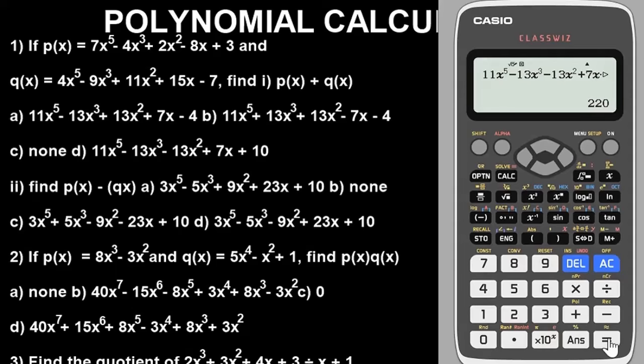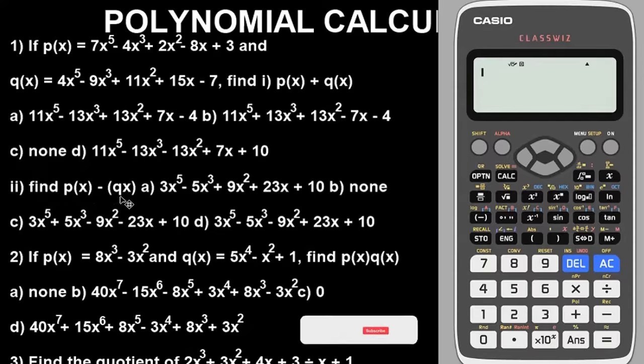So let's go back to question 1II. Very, very simple, guys. We have to subtract the polynomials, subtract Q of x from P of x. Very, very simple. So let's go back and input this thing very fast. We have 7x alpha x, let's put as 7, raised to power 5.